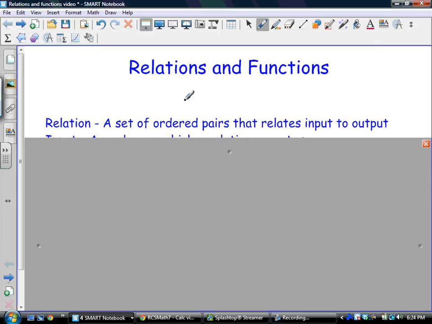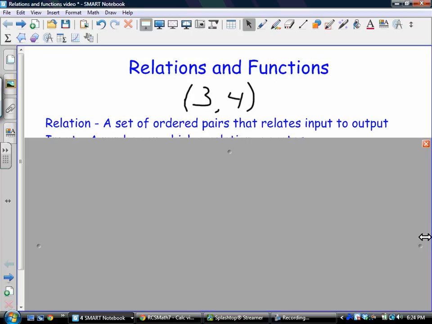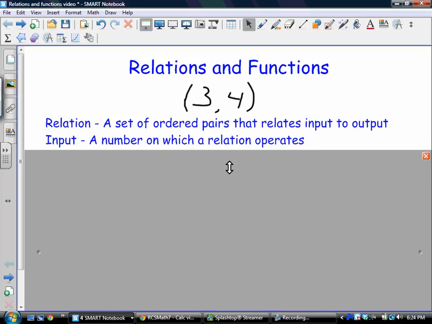Now, remember, when we say ordered pair, it's just like we were talking about points on a graph. The way we write those, that is an ordered pair. So just a reminder of what that means. So what are these inputs and outputs? Well, the input is a number on which a relation operates.